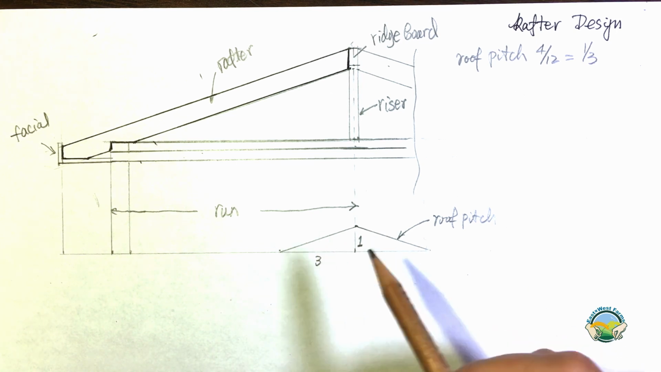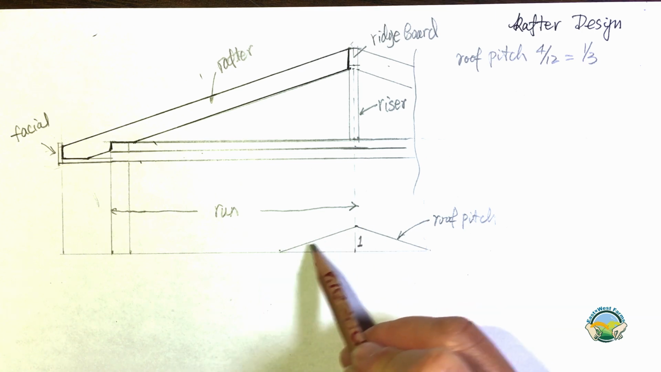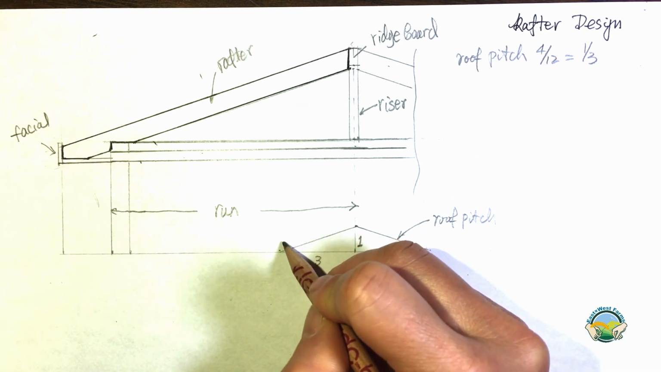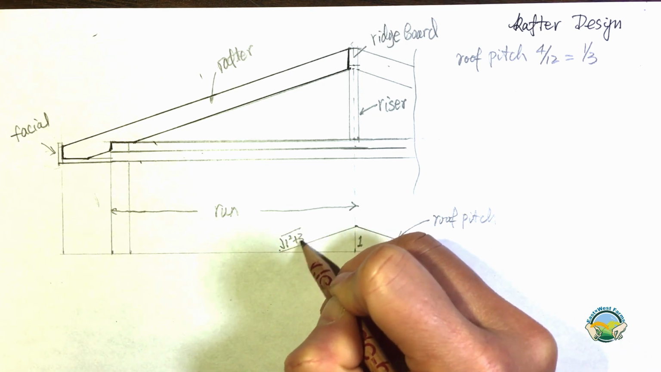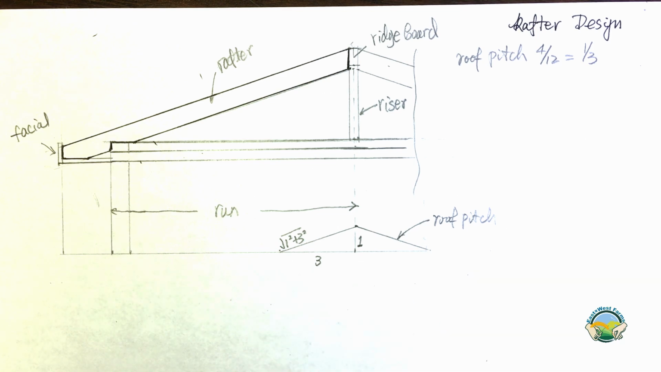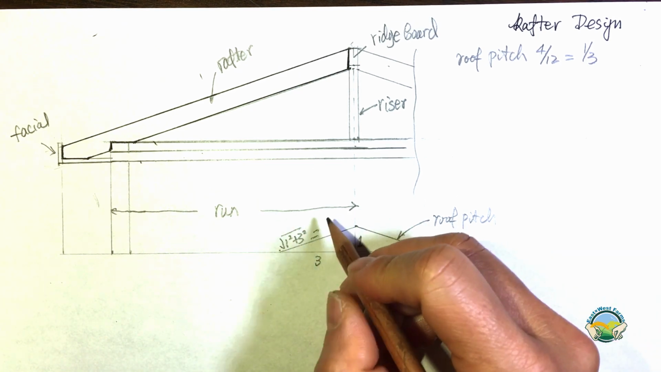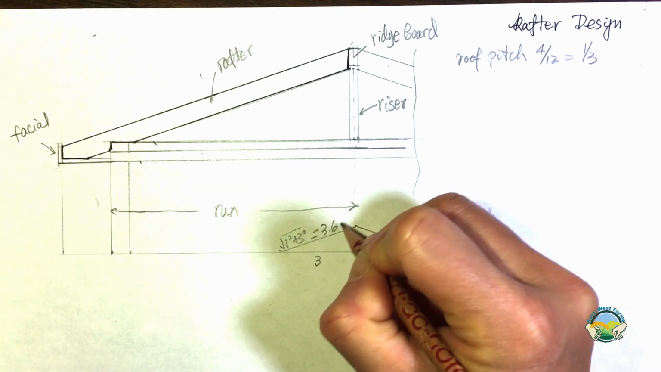And the math comes in to calculate the length of this triangle. So that is the square root of the vertical distance squared plus the horizontal dimension squared. So that gives you the square root of 10, and that is 3.162.